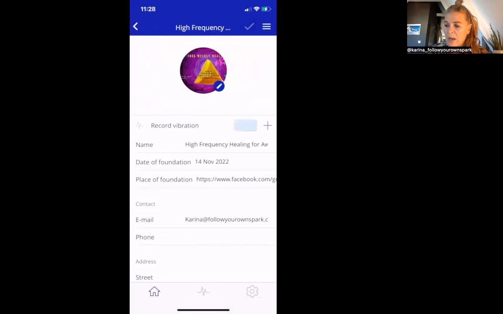What I always do, I already did it today, is change the date of foundation, because every week different people commit themselves by stating they would like to receive the frequencies. So the collective group is different every week. So now we have the date of foundation, the 14th of November. And if you stated that you wanted to receive these frequencies, then you're included in the group energy. So the place of foundation, I made that the Facebook group.